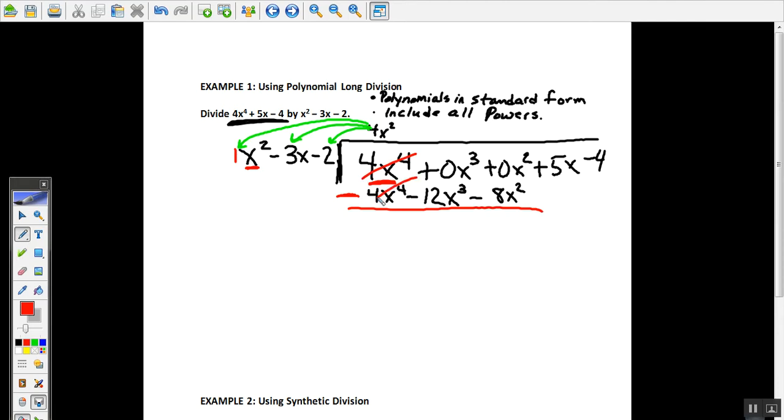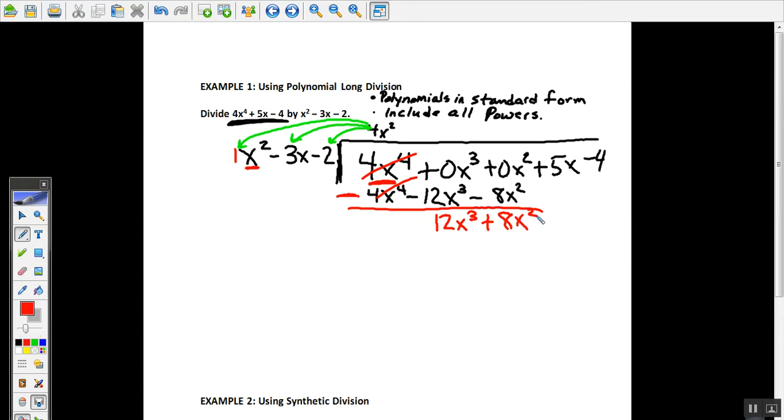And then we've got 0x to the third minus what? Negative 12x to the third. Well, when you subtract a negative, that's really what? So this is 12x to the third now. And then how about 0x squared minus the negative 8x squared? Positive 8x squared. Okay, so I've done all the subtraction I can do while it's written up there.